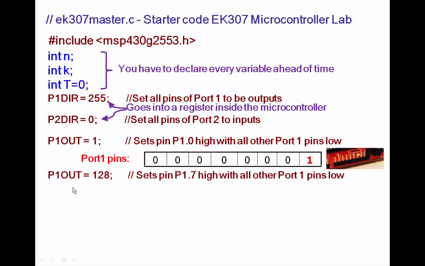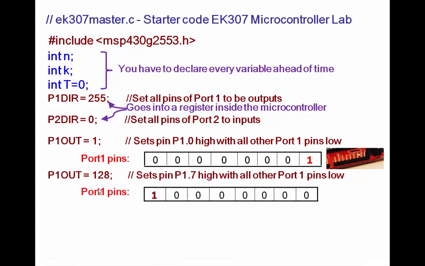In this next example, port 1 is set to the value 128. That means that only the 128-bit place is set high. All other bits are set low, so the pin corresponding to the MSB of port 1, P1.7, will be high. All other port pins will be low.